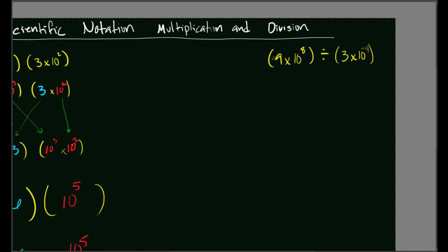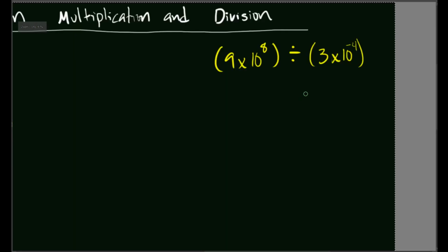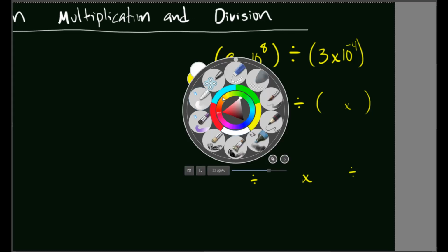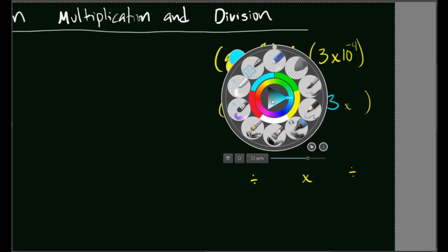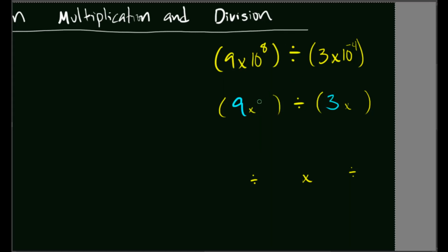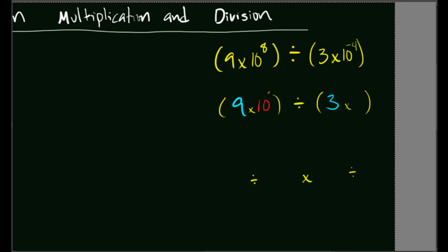Let's say, for example, we have a division problem. We have 9 times 10 to the 8th divided by 3 times 10 to the negative 4. Let's do our parentheses. I'm just going to rewrite this so it's pretty. So 9 times 10 to the 8th, 10 to the negative 4.